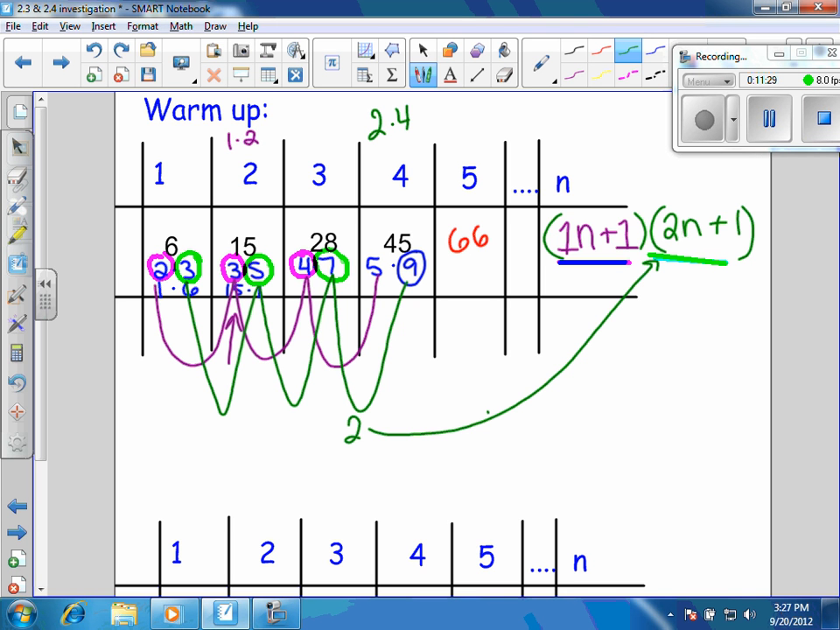So my quadratic, this is my answer. And I'm going to check it with the number 5. I'm going to do 5 plus 1 times 2 times 5 plus 1. Let's check it. What's 5 plus 1? 6. What's 2 times 5 plus 1? 11. What's 6 times 11?